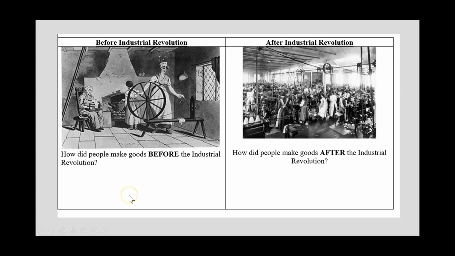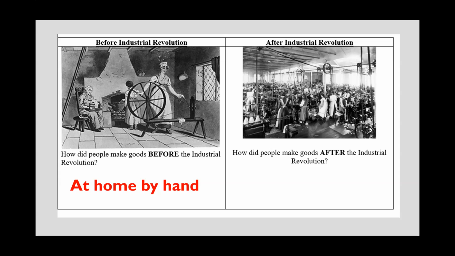All right, the next thing you'll see on your OneNote is this chart. Just to make sure we're all on the same page, before the Industrial Revolution, that's the left-hand side, how did people make goods before the Industrial Revolution? If you look at that picture, they're at a house, right, and they're making goods by hand. So you want to write down they were making things at home by hand.